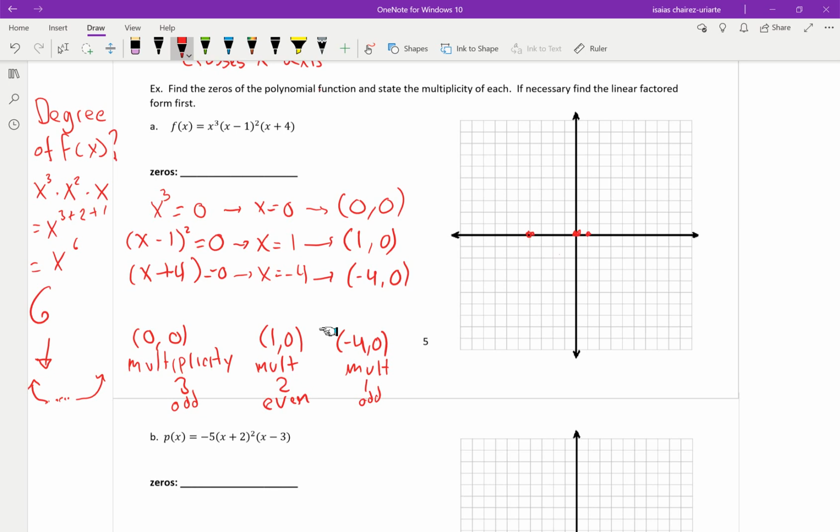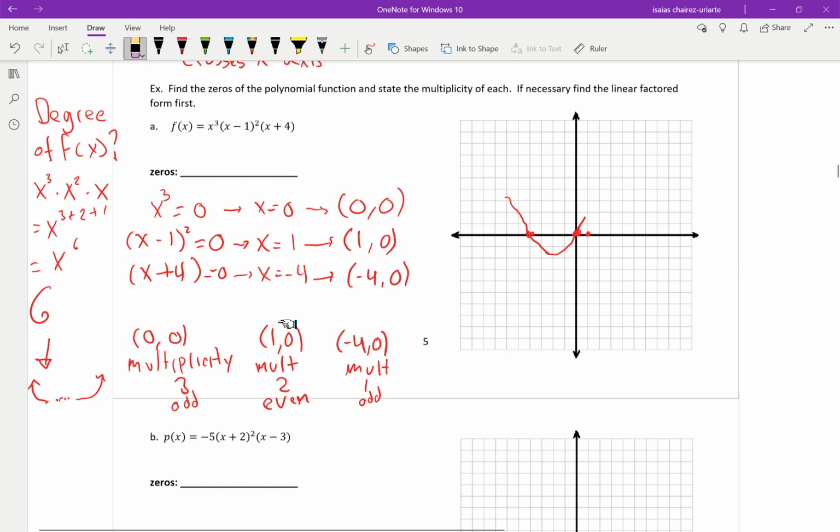All right, let me see if I can put all of this together. I know that negative 4 comma 0 has odd multiplicity, so my graph is going to cross the x-axis. So I cross the x-axis right there. And then at 0 comma 0, my graph crosses the x-axis again because the multiplicity is odd here. So I cross the x-axis. And then at 1 comma 0, my graph just touches the x-axis. It doesn't cross. At this x-intercept at 1 comma 0, my graph just touches and bounces off of the x-axis. So let's see if we can make that happen.